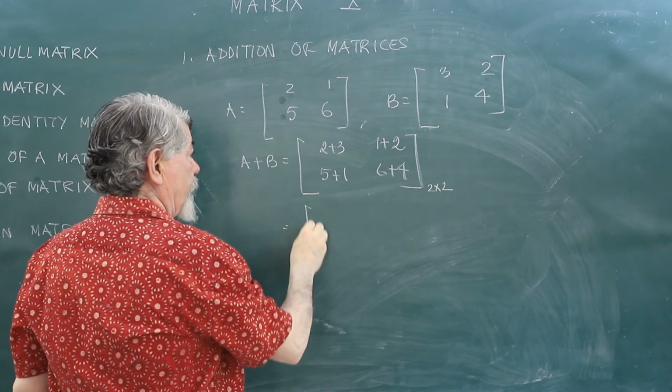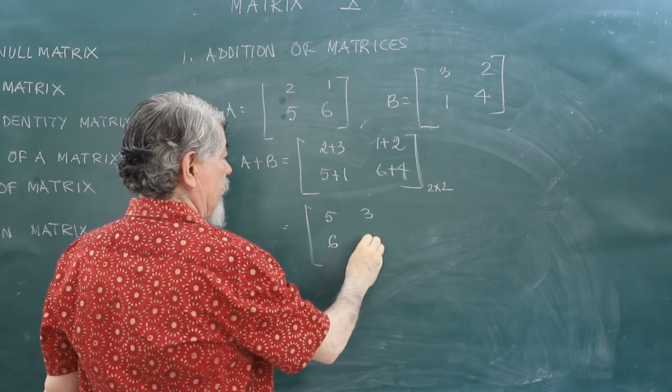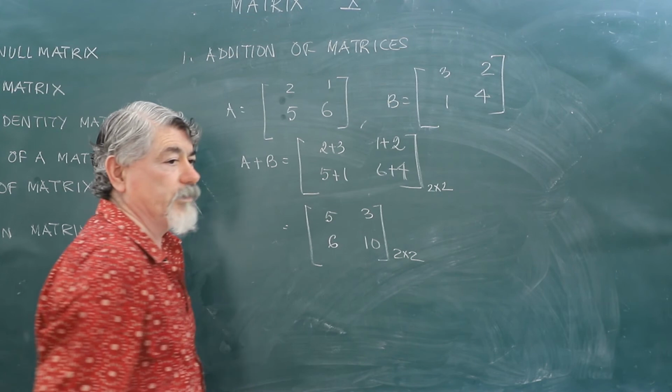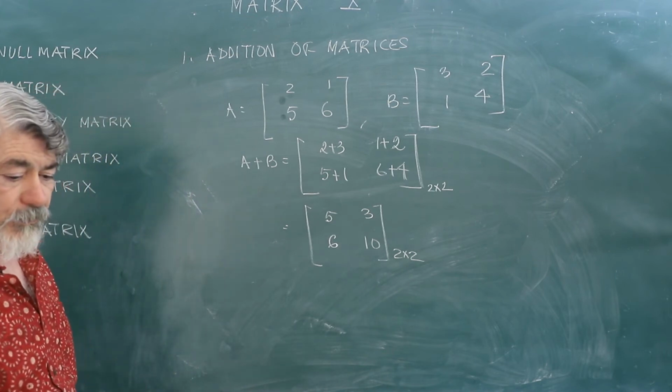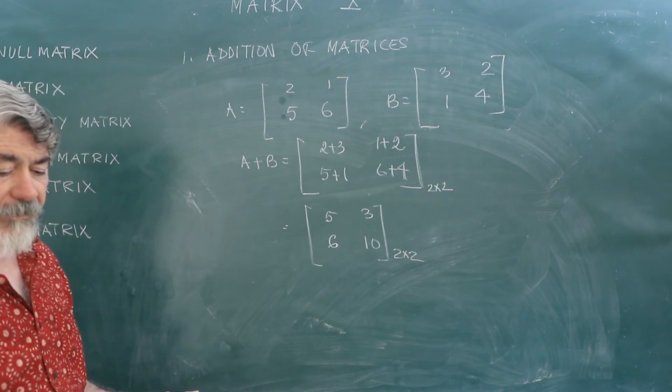It will be 5, 3, 6 and 10. This is of the order 2 into 2. This is of the order 2 into 2. We add the corresponding elements of both the matrices.